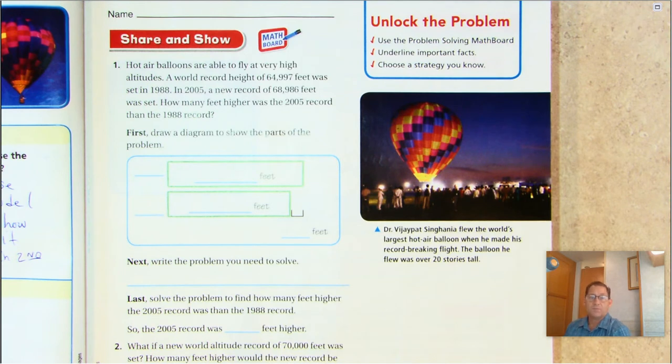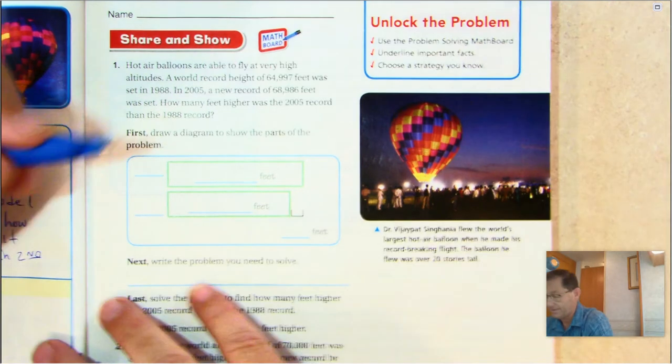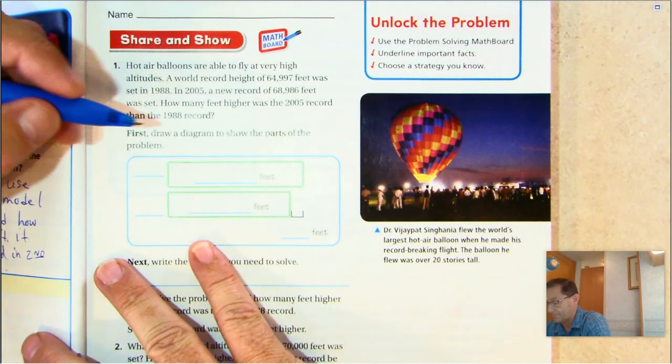So 1, hot air balloons are able to fly at very high altitudes. A world record height of 64,997 feet was set in 1988. In 2005, a new record of 68,986 feet was set. How many feet higher was the 2005 record than the 1988 record?